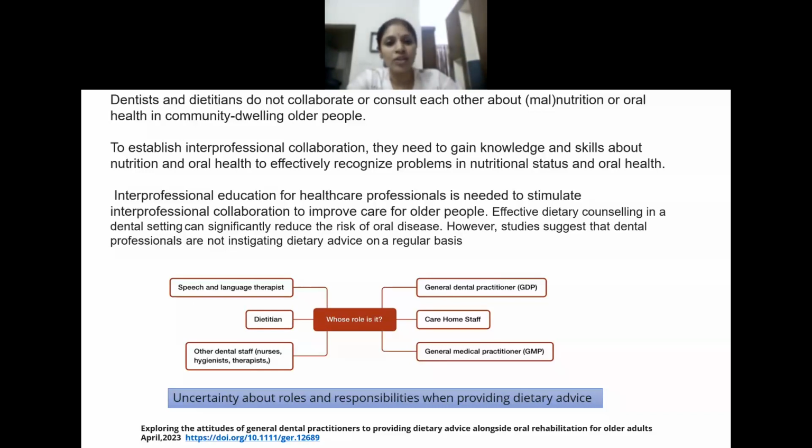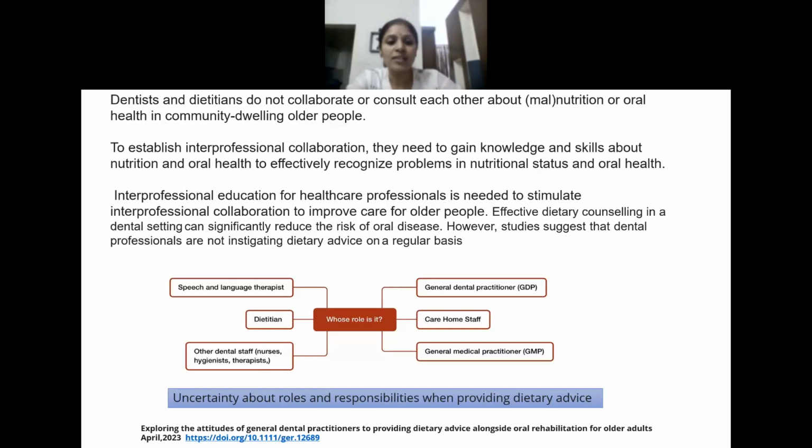So interprofessional education for healthcare professions is needed to stimulate interprofessional collaboration to improve the care for older people. Effective dietary counseling in the dental setting can significantly reduce the risk of oral disease. However, studies suggest that dental professionals are not giving dietary advice on a regular basis, as seen in most of the studies done so far.